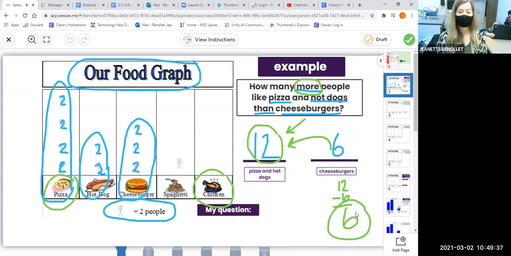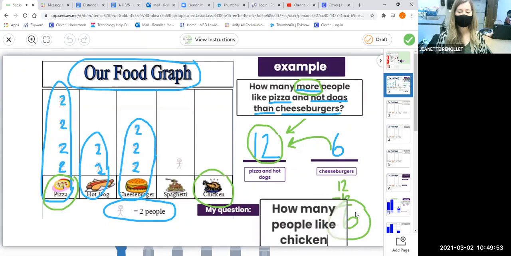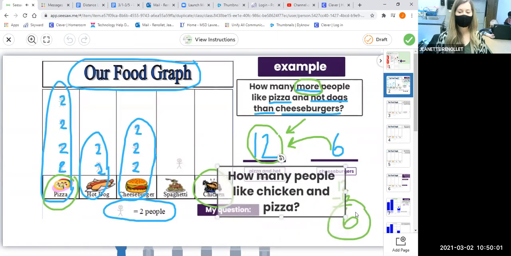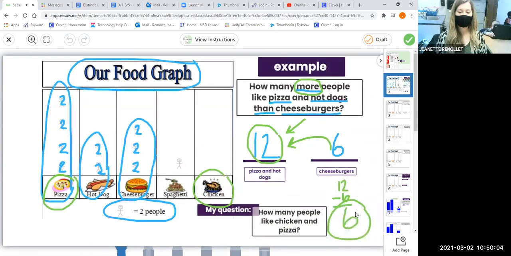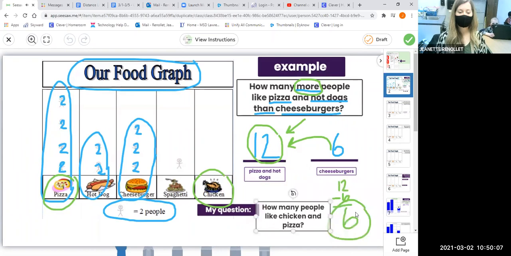How many people like chicken or pizza? I used my question words and I used categories from the graph, and I can type it into the box. How many people like chicken and pizza? This is what you're going to practice today. You're going to use your evidence in the graph to answer the question, and you will be asked to think of your own question that you could ask a friend. Good luck.